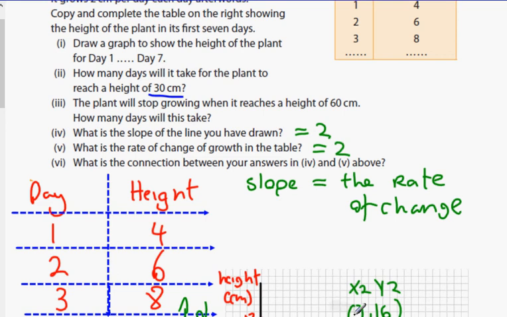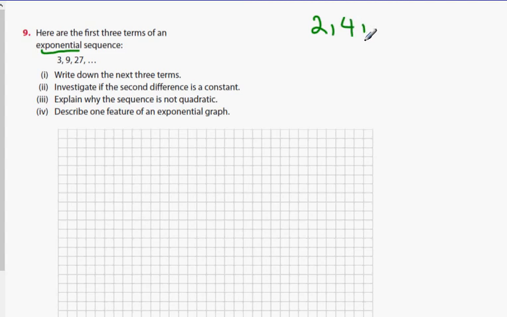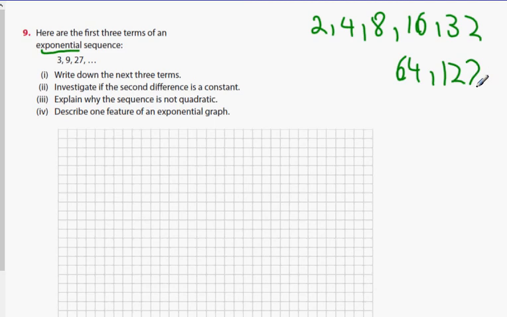Okie doke, guys. The sequence in this question is referred to as an exponential sequence. Exponential sequences take on the form... I'll give you an example of an exponential sequence before we begin. One exponential series would be 2, 4, 8, 16, 32, 64, 128.